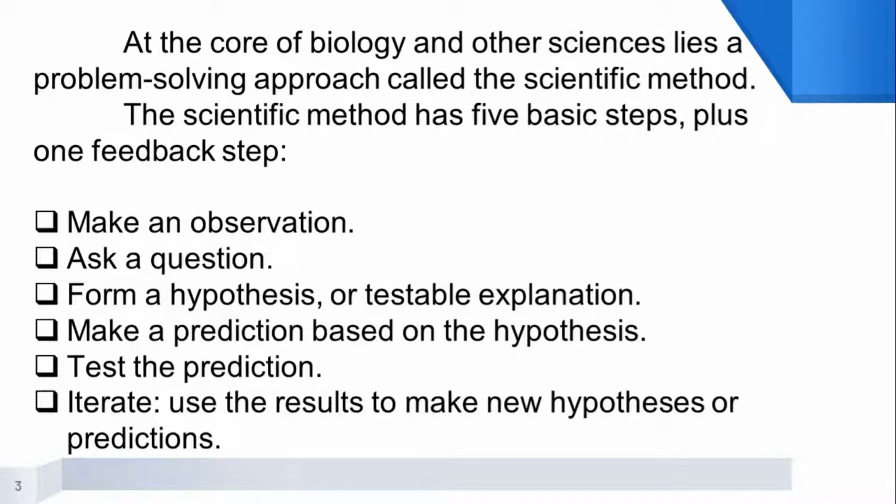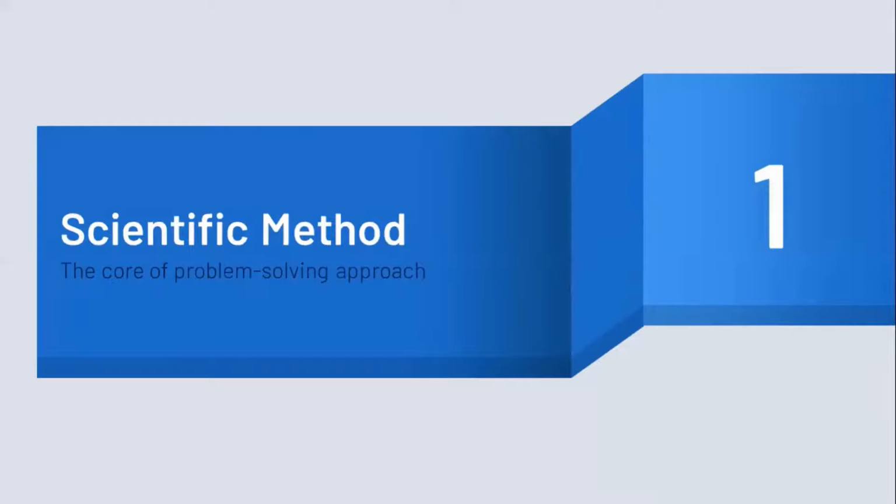The scientific method has 5 basic steps, plus 1 feedback step. Make an observation. Ask a question. Form a hypothesis or testable explanation. Make a prediction based on the hypothesis. Test the prediction. Iterate. Use the results to make new hypotheses or predictions. Here are the steps of scientific method.